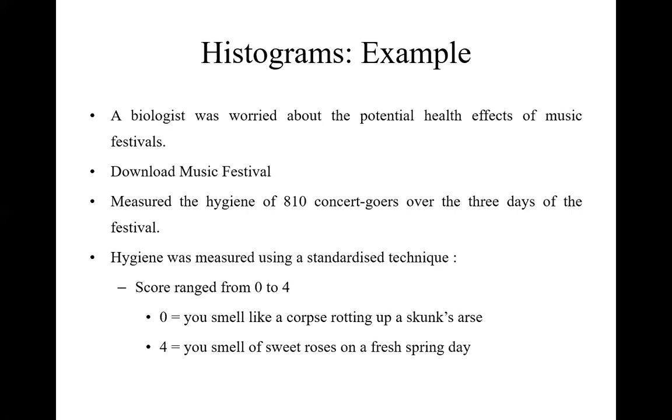A biologist was worried about the potential health effects of a music festival, and there were 810 participants. The biologist asked the respondents to give their opinion about the accommodation where they were staying. 0 means you are not agreeing with the accommodation, and 4 means you are agreeing. A response of 3.53 means you agree with the accommodation.